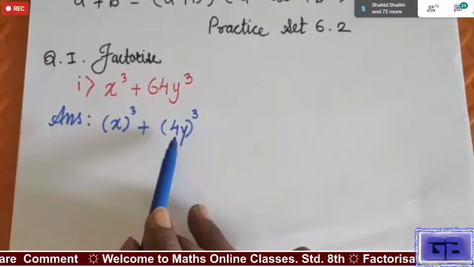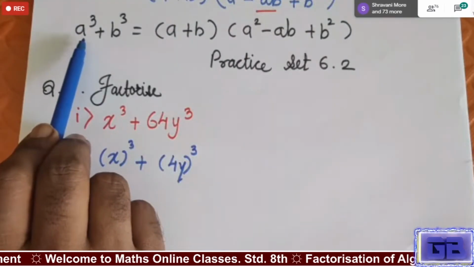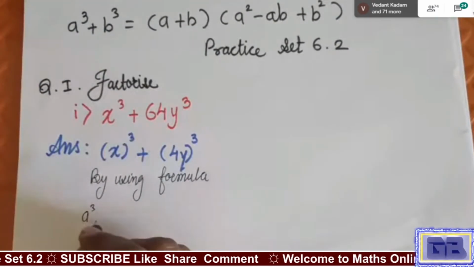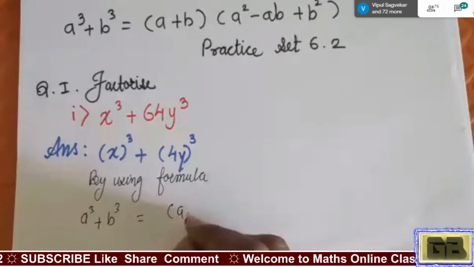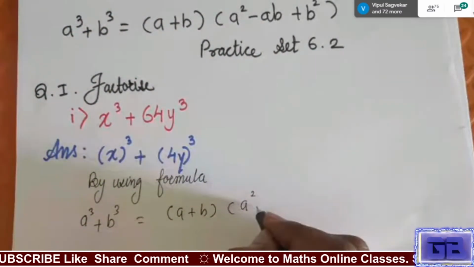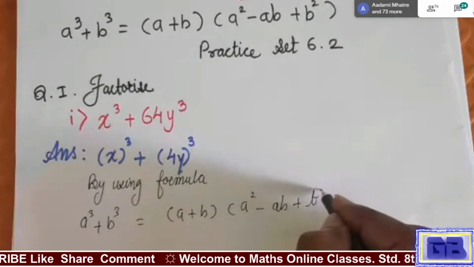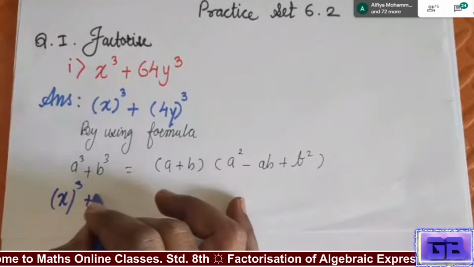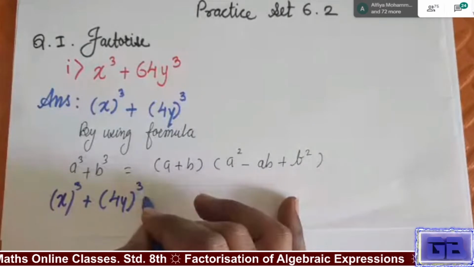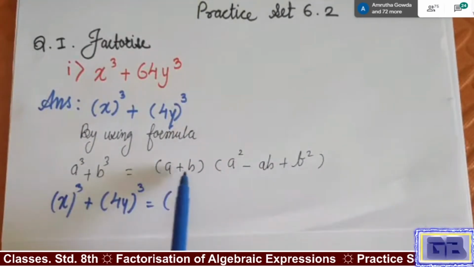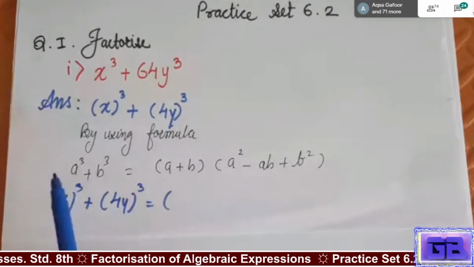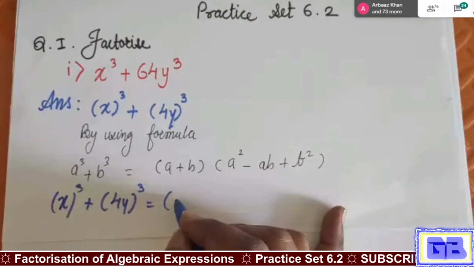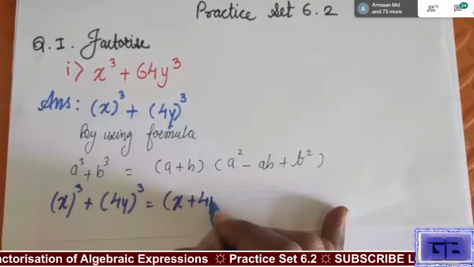Why did we write like this? Because we want it in the form of the formula. Write down by using the formula: a cube plus b cube equals, in the first bracket a plus b, in the second bracket a square minus ab plus b square, bracket close. Take this question down in bracket: x raised to 3 plus 4y raised to 3 equals. In the first bracket a plus b is given. It means we have considered a equals x and b equals 4y. So in the first bracket x plus 4y will come.